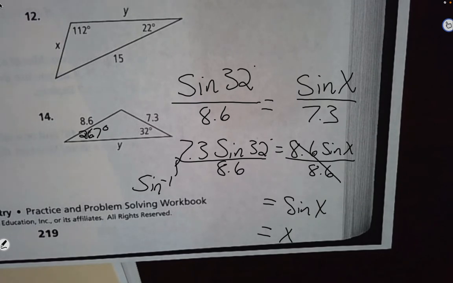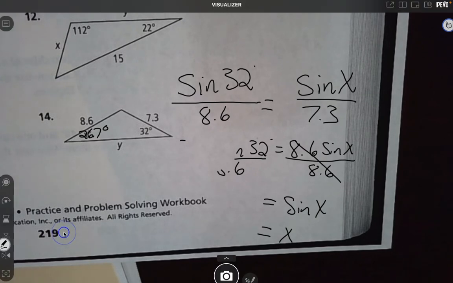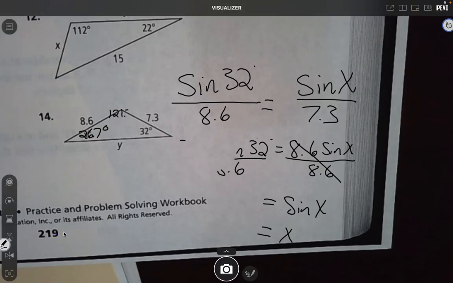What's the last angle? 121.7? It's 121.7? Or something like that. 121.3. How did we get that? 26.7 plus 32, my bad. I wasn't looking. 180 minus these two angles gives us the 121.3 degrees.